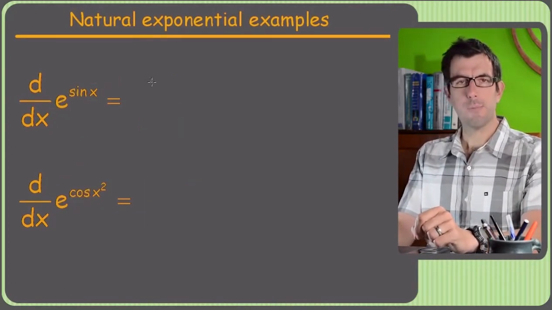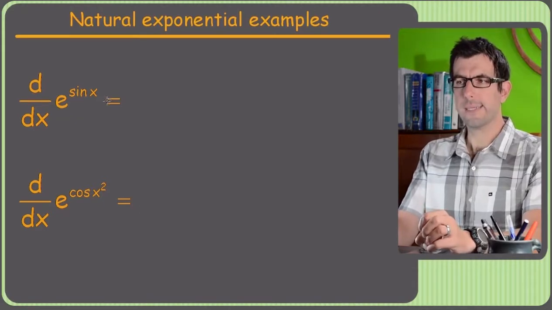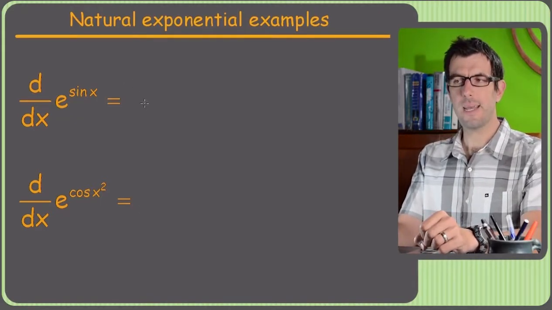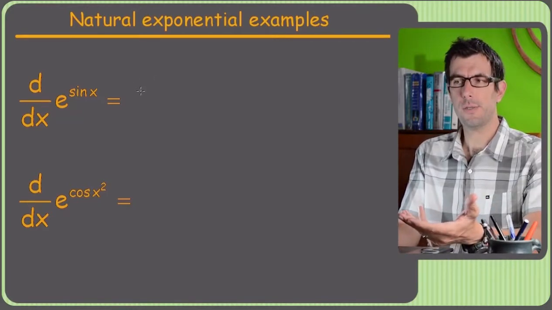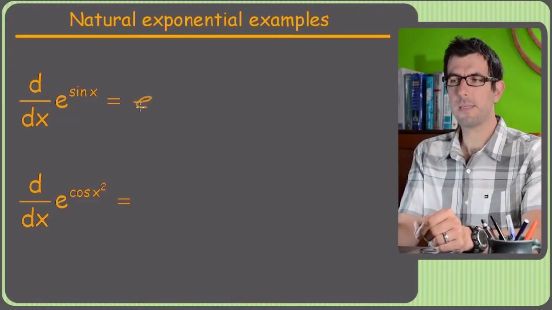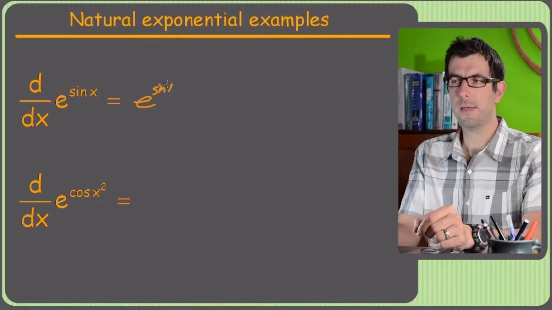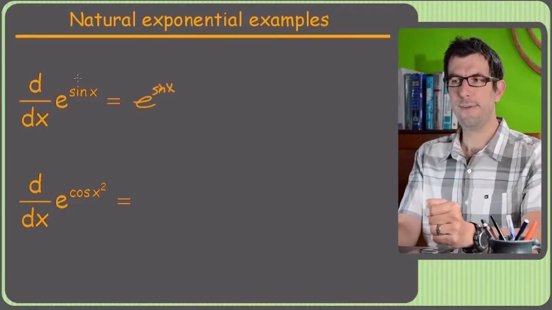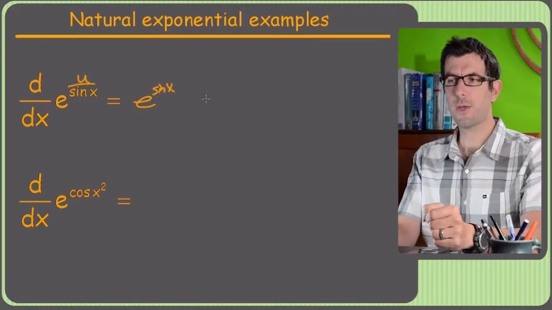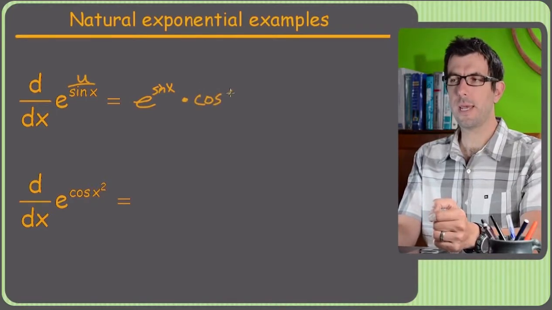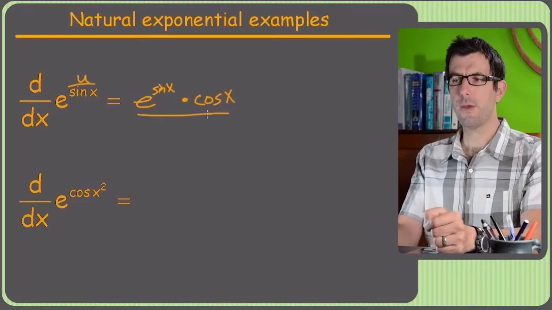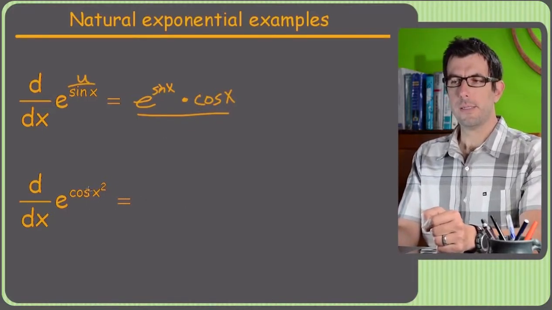All right, more exponent examples, more e examples. So the derivative of e to the sine x, it's just itself. E to the anything, its derivative is just that same e to the something. So e to the sine x. Bam, are we done? No, because this was a u, right? Sine x is our u. So we now got to multiply by u prime, which in this case is cosine x. Again, though, not bad. Same thing here.